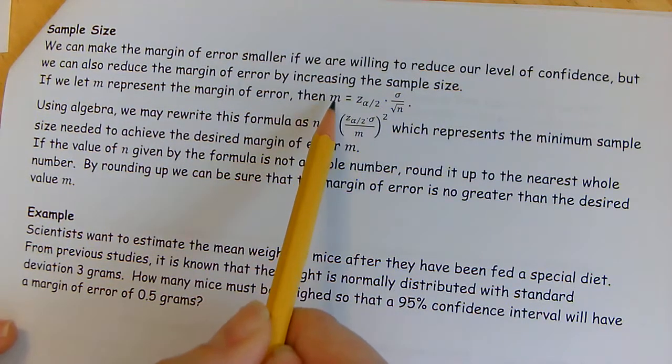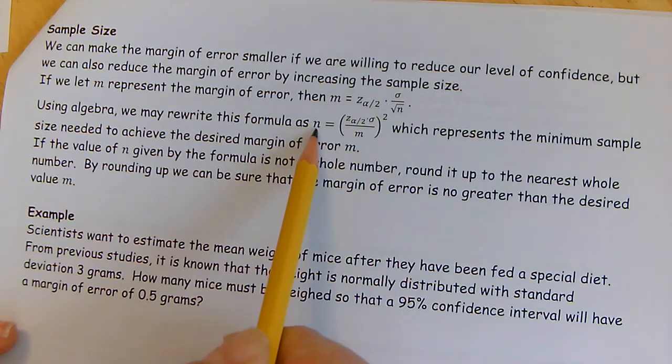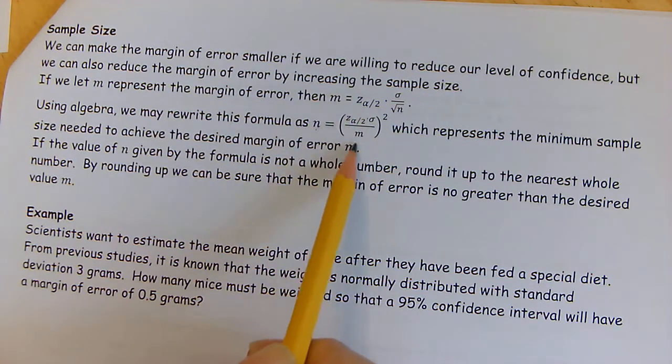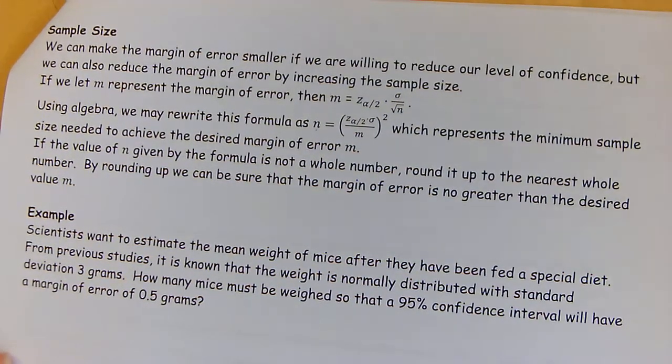So if you rewrite the margin of error formula and solve for n, it looks like this. This is the formula we're going to use to say, hey, how large of a sample size will I need to fit these expectations? Let's do an example.